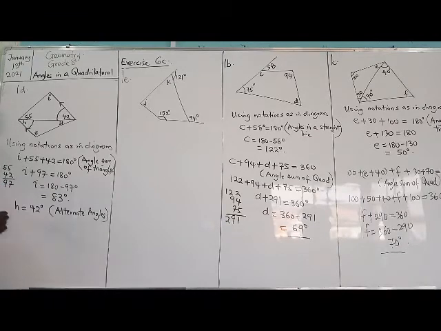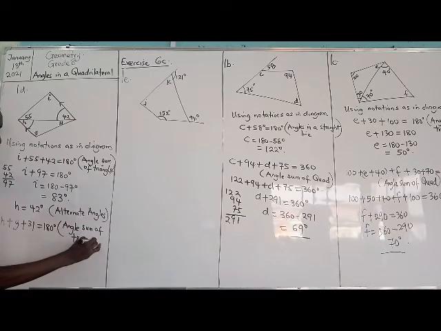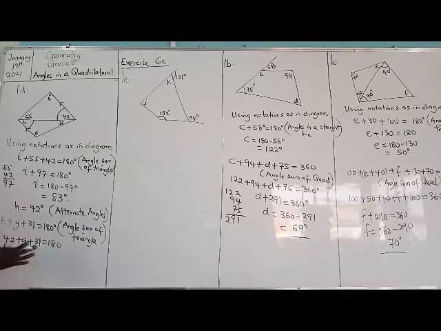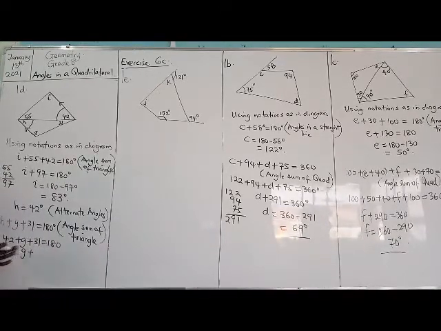So here, I'll have that H plus G plus 31 is equal to 180 degrees. What's the reason for that? Angle sum of a triangle. So what that means is that H is already 42. 42 plus G plus 31 is equal to 180. So I'll add this to this, that G plus, this will be 73.